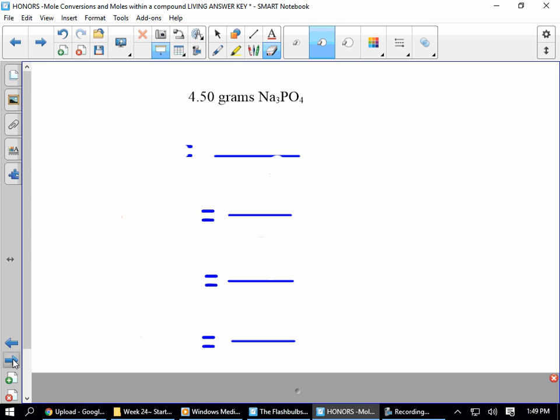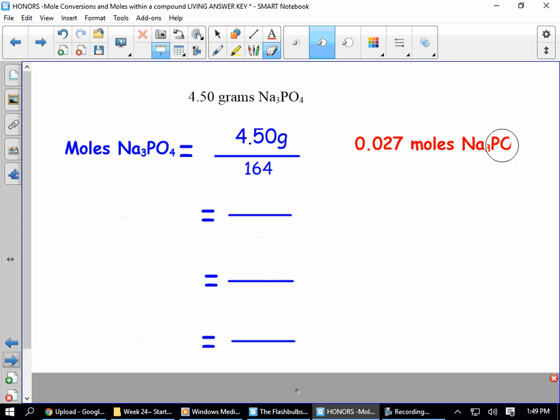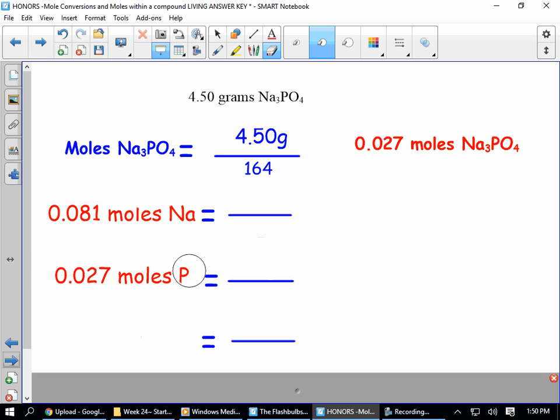All right, like we said, first step, you've got to take what you have and put it into moles. I take what I have, divided by 3 sodiums, 1 phosphorus, 4 oxygens. That's going to give me 0.027 moles of my compound. I multiply this times 3 because I have 3 sodiums. I multiply this times 1 to figure out my phosphorus. And I multiply this times 4 to figure out my oxygen.